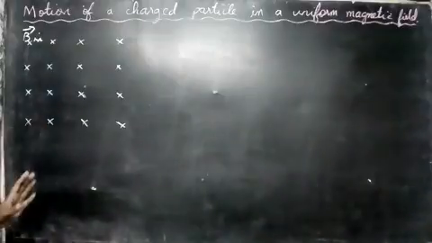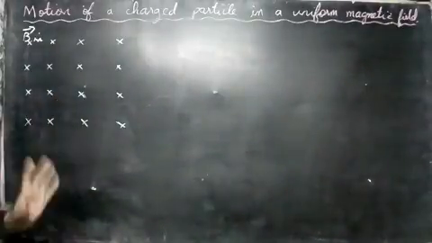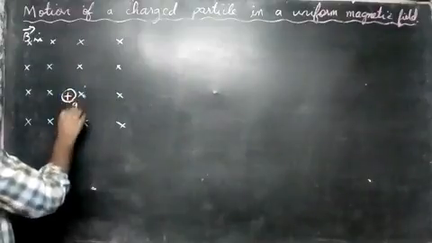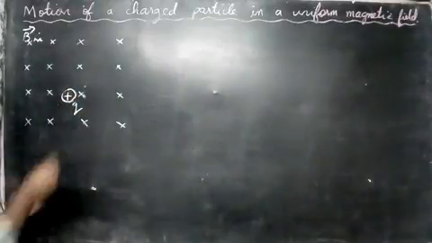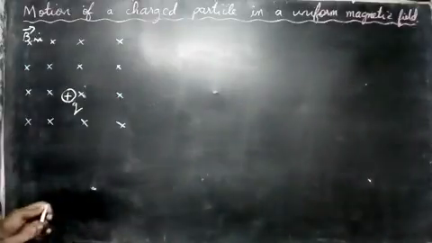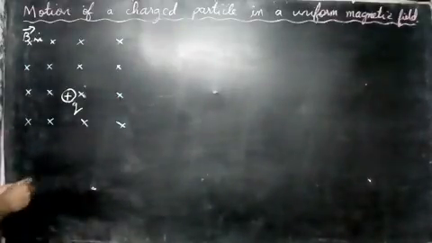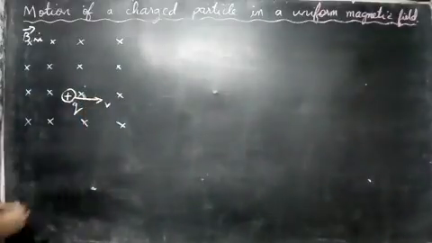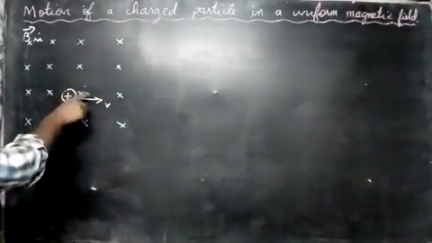Next, we take a positive charge, plus Q. This charge moves perpendicular to the magnetic field. You can see this charge goes in this way. It has a velocity v, and it is perpendicular to the magnetic field.